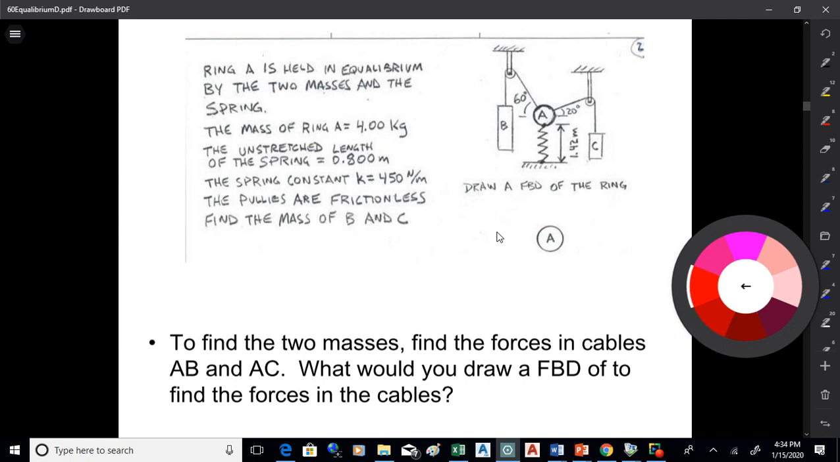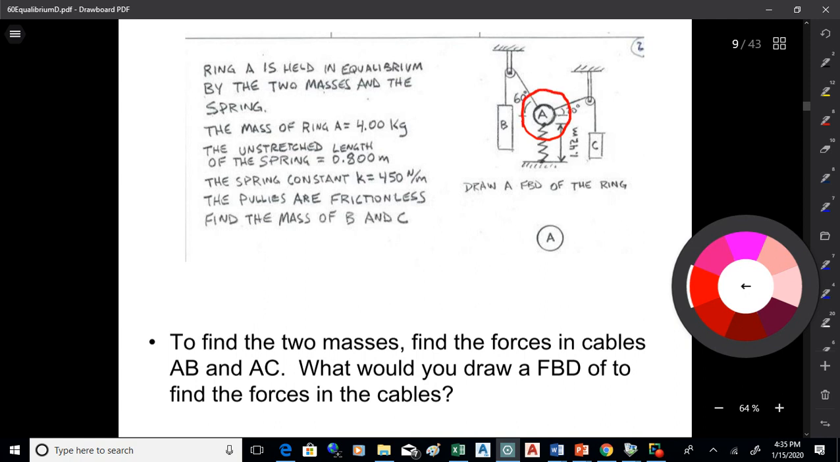Okay? So what we need to do is to draw a free body diagram, which is a force diagram of something that will get us the forces in the cables. And what do you suppose we'll draw a free body diagram of if we want to find the forces in both of those cables at once? A. I think A is the answer, yes. Okay. So when I want to find a free body diagram of A, what I do is I draw a boundary around it.